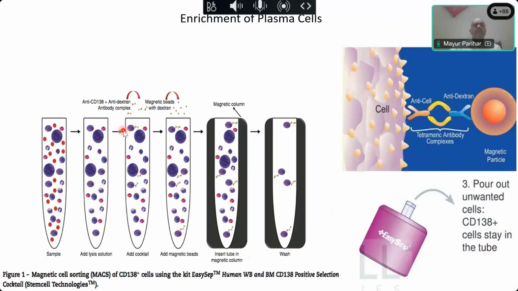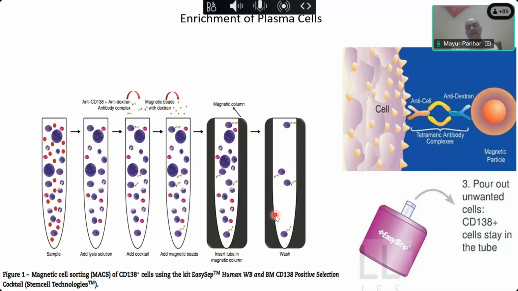So what we do is we use a magnetic bead separation. We use CD138 antibodies. The CD138 antibodies with iron particles get attached to the plasma cells. You put them in the tube, you put it under the magnet, the plasma cells get clustered on the sides. Myeloma can be a patchy disease. So if you use direct marrow, you are really going to miss a lot of abnormalities.